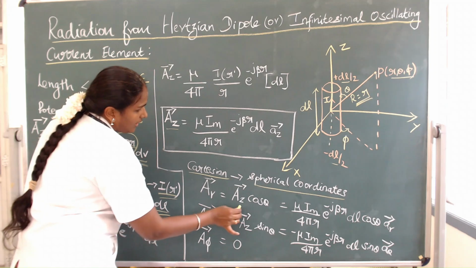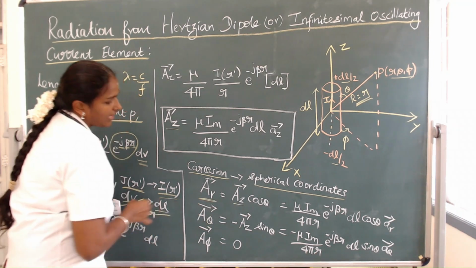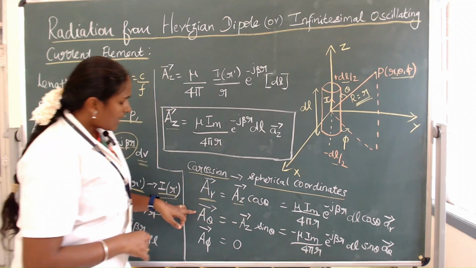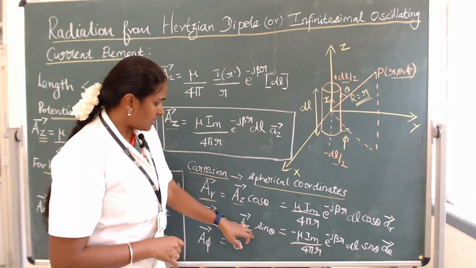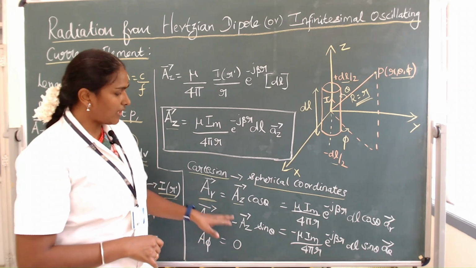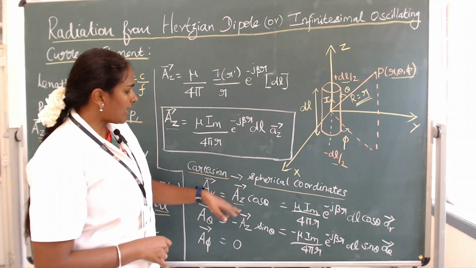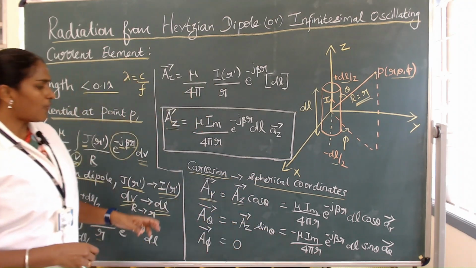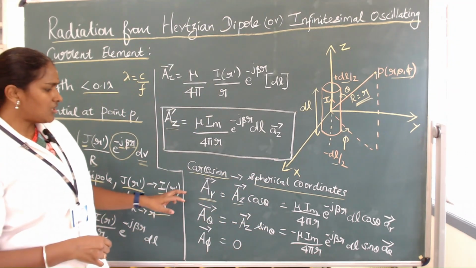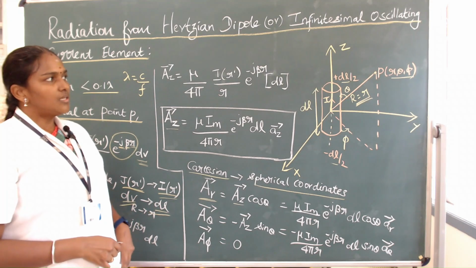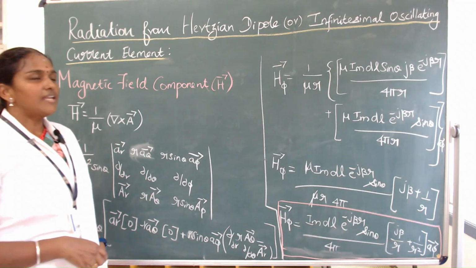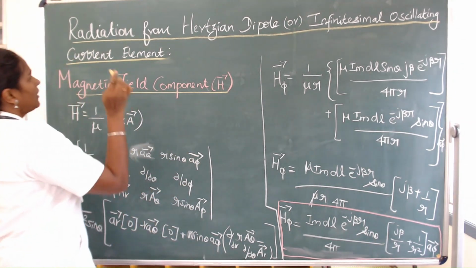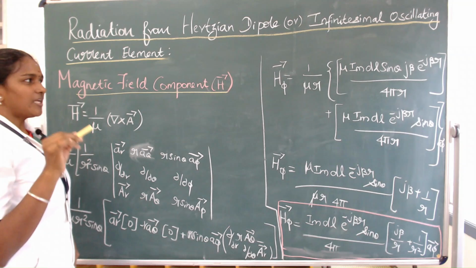To transform A_z to A_r, we will use this relationship. A_r will be equal to A_z times cos theta, A_theta is minus A_z times sin theta, and A_phi is 0. Next, we substitute A_z with the equation we obtained earlier. So this is the transformed form of the potential equation in the r, theta, phi coordinate system. Next, we are going to derive the magnetic field component H vector from the Hertzian dipole to a certain point called P.